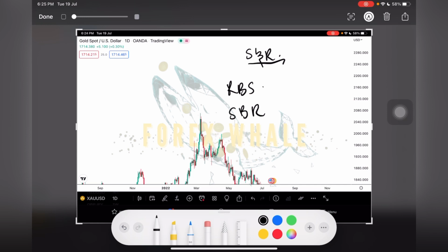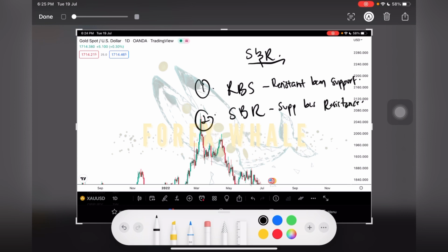So what is the RBS? Again, I would like to say that a resistance and support is bound to be broken after being tested a few times. So that's why there's this setup called the RBS and also SBR. RBS is called the resistance become support. SBR is support becomes resistance. Very simple, very straightforward.